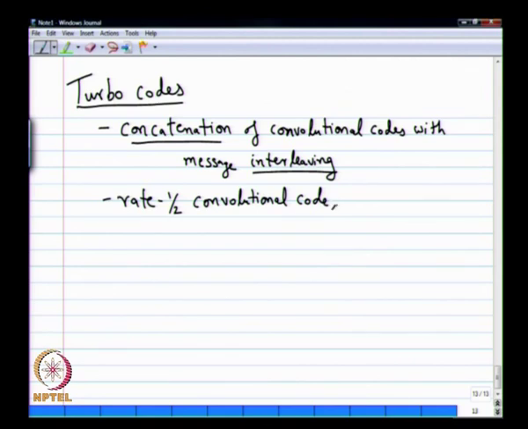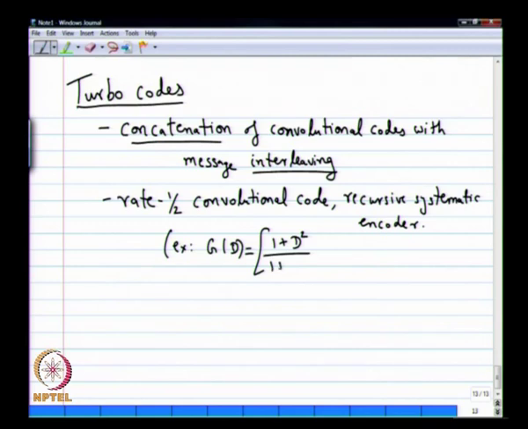And with a recursive systematic encoder. So, that is also commonly used. So this will be the convolutional code that we will use. You can, for an example, keep that standard example in mind. If you want an example, you can think of g of D equals 1 plus D squared by 1 plus D squared, and 1. So this is an encoder.